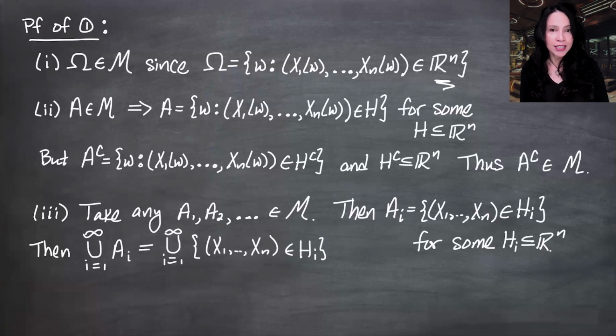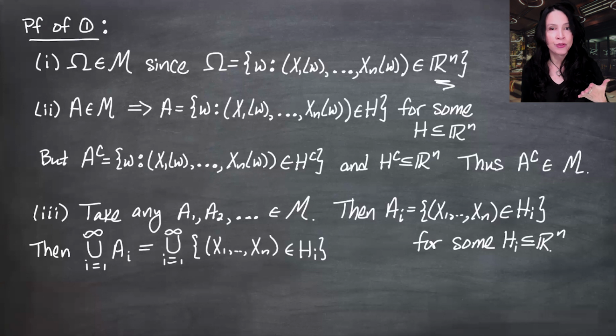I want to look at the union of the omegas that map into H1, union with the omegas that map into H2, union with the omegas that map into H3, etc. So let's just consider two of them. If I look at the ones that go into H1 and the ones that go into H2, then if I want to union those sets together, those points are going to go into either H1 or H2. In other words, those points are going to go into the union of H1 and H2.